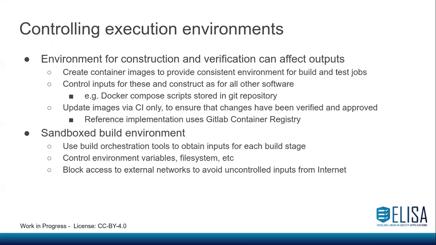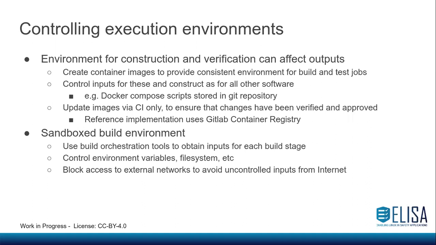And update the images that you're actually using via the CI process, so that only the latest approved version on the master branch leads to the actual image that you're using. So in our reference implementation, we used GitLab's container registry to store the actual images, and we had individual repos to generate those images.